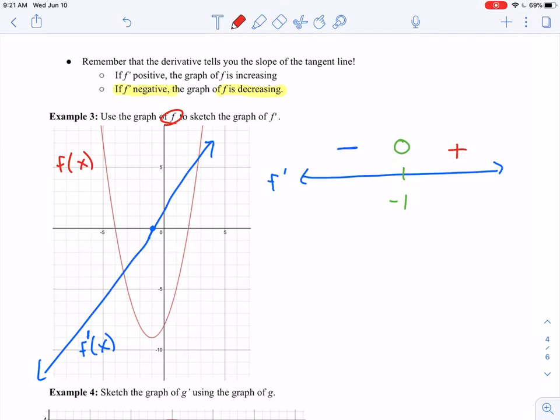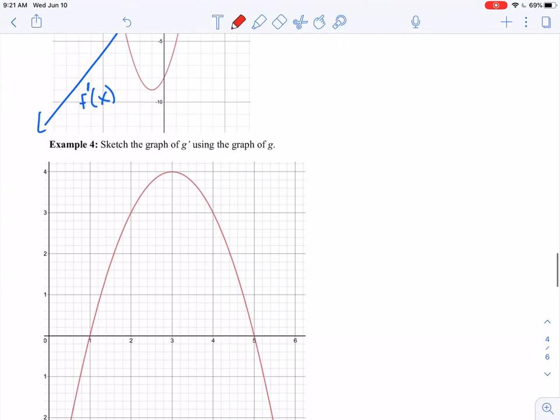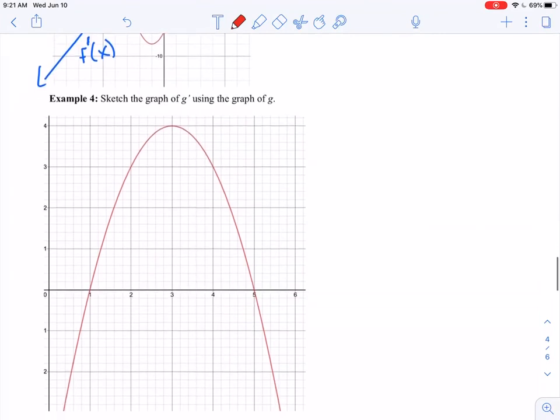We're going to be using this idea of a number line a whole lot in this class, so I would definitely take a look at some of these practice problems just to get a little bit used to organizing your information in that way. Let's look at one more here. I'm going to sketch the graph of g prime using the graph of g.